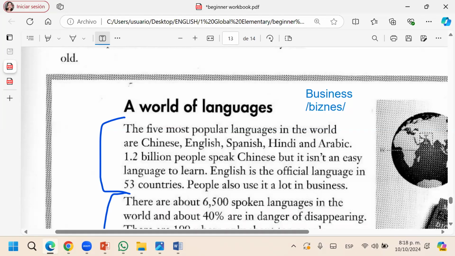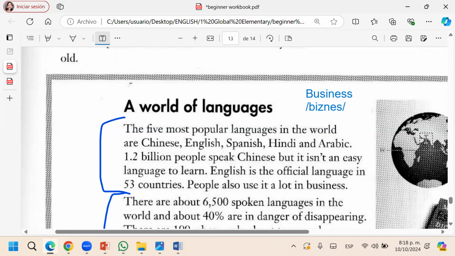It is not an easy language. It's a difficult language. For how many countries is English the official language? 53 countries, like for example United States, Australia, Canada, England, Scotland, Wales, Ireland. In those countries, English is an official language in 53 countries.